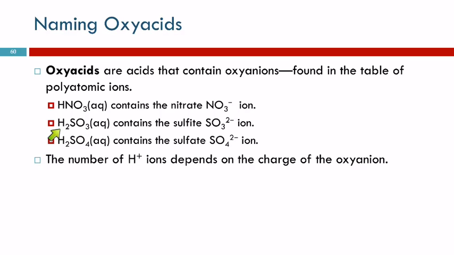H2SO3 is also an oxyacid. It starts with H, and it's got oxygen in it. Cover up the hydrogens: SO3 is the sulfite ion. So all the oxyacids are hydrogen ions attached to an oxyanion. The names of the acids come from the names of the oxyanions, and the number of hydrogen ions depends on the charge on that oxyanion. Sulfite and sulfate both have 2- charges, and that's why it's H2SO3 and H2SO4. Nitrate has a 1- charge, so we only need one hydrogen ion, H+, to balance the charge.